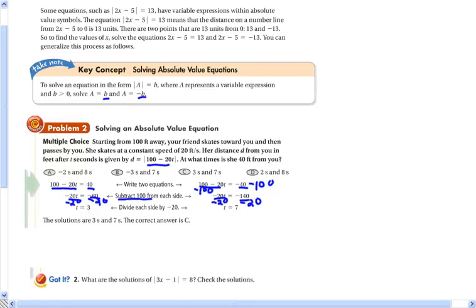Negative 140 divided by negative 20 is 7. So the solutions are 3 seconds and 7 seconds. And think about that. It's 3 seconds as she's coming towards you. She'll be 40 feet away. And it's 7 seconds when she goes past you. So this is before, and this is beyond.